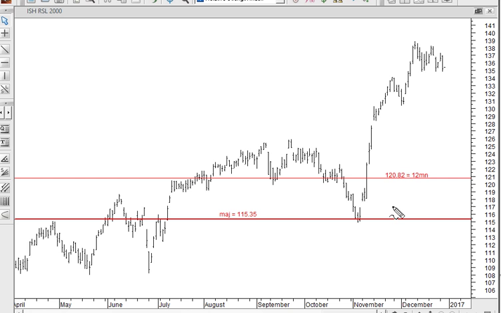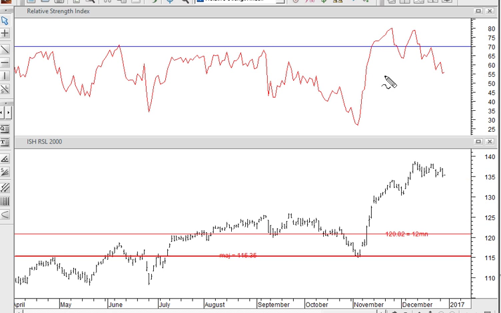Looking here at the Russell 2000 ETF IWM, just plotted a 14-day RSI there. Again, you can see the divergences coming through here, and that from a very high overbought level, close to 80.